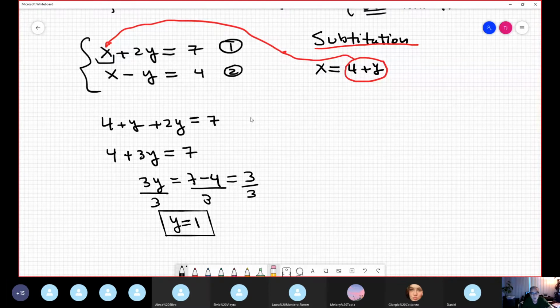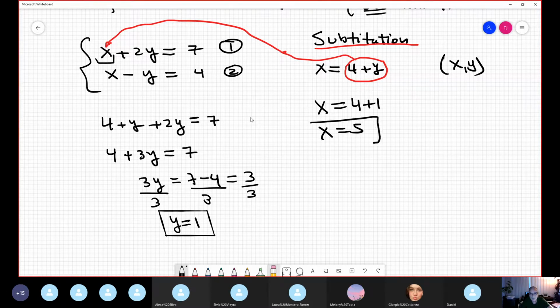Therefore, I'm going to find x, because the solution is the ordered pair x, y. Use substitution in either equation. The beauty is that you can use either equation. However, in my opinion, it's easier to substitute here because x is isolated, waiting for me. So x is equal to 4 plus 1, because y is equal to 1. x is 5. Now the solution is the ordered pair 5, 1.